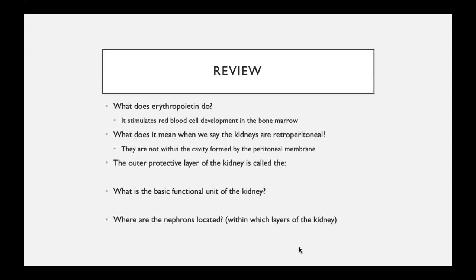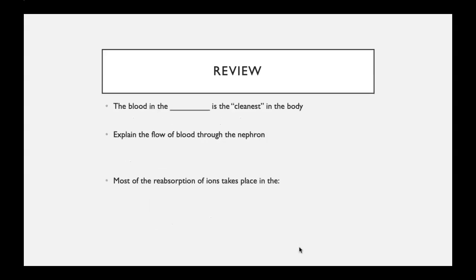The outer protective layer of the kidney is called the renal capsule. What is the basic functional unit of the kidney? That is the nephron. Where are the nephrons located? So within which layers of the kidney? They're located in between and within the cortex and the medulla of the kidney.